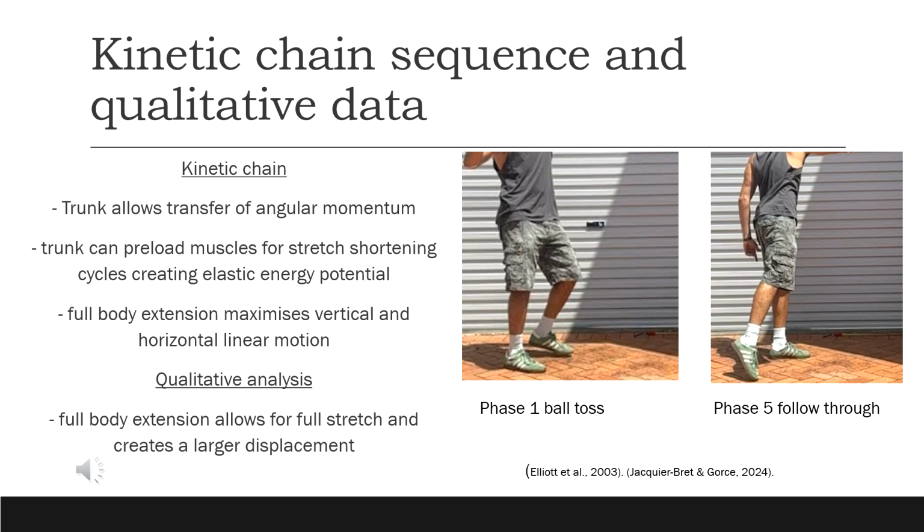This mechanical advantage is also created from full body extension, which maximizes vertical and horizontal linear motion. Qualitative analysis of full body extension lengthens your levers, further increasing distance and time to accelerate. It also incorporates larger muscles such as legs, back, and abdominal muscles to contribute to force through rotational force generation.